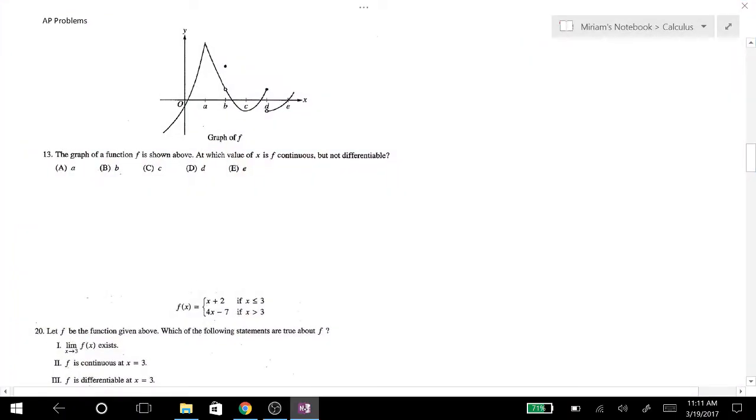Okay, I'm going to go over some of the AP problems that I put on this worksheet. Alright, number 13 says, the graph of a function f is shown above. At which value of x is f continuous but not differentiable? Now, if I see these keywords, I'm going to immediately write to myself, pointy part of the graph. Okay, so I'm looking for a pointy part of the graph that's continuous but not differentiable.